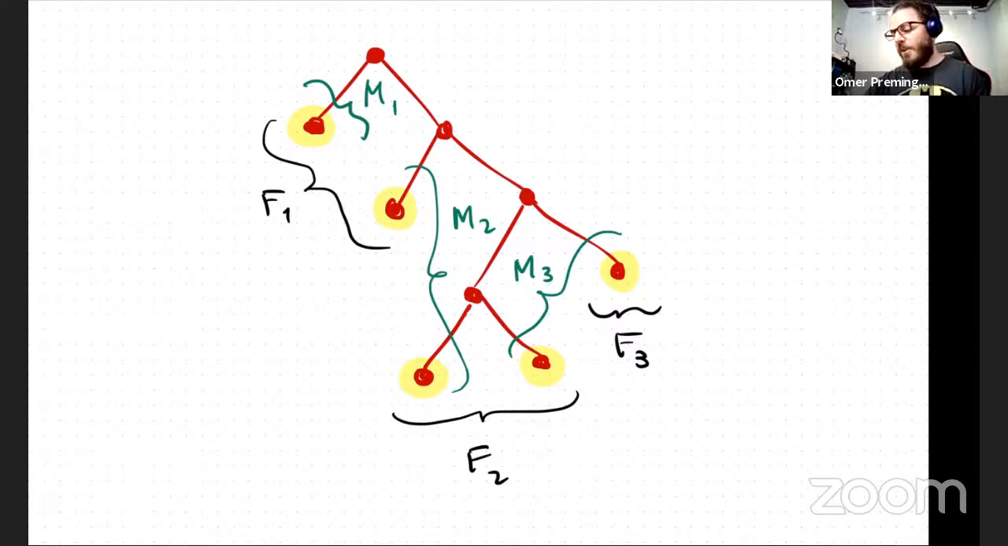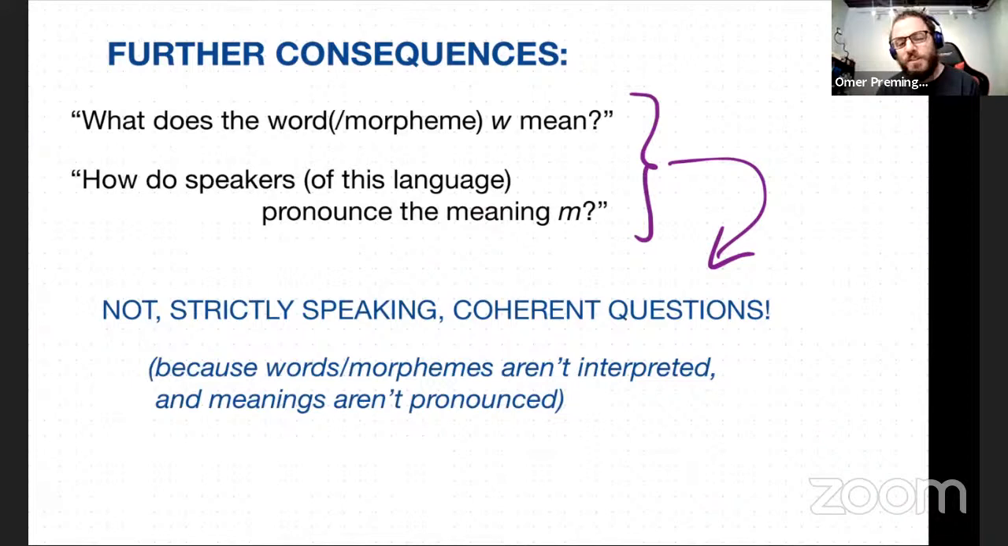Okay. So this will have a couple of other consequences, which I think are interesting for the practicing linguist, even for practicing linguists that aren't syntacticians, or even mainly for practicing linguists that aren't syntacticians. If everything that I've said so far, well, I've just given you the highlights of what I'm going to say. If all of that turns out to be correct, then strictly speaking, questions like what does the word blah mean, or what does the morpheme blah mean? And questions like how do speakers of this particular language pronounce the meaning M are not coherent questions. I'll say that again. They're not coherent questions, because words and morphemes aren't interpreted and meanings aren't pronounced.